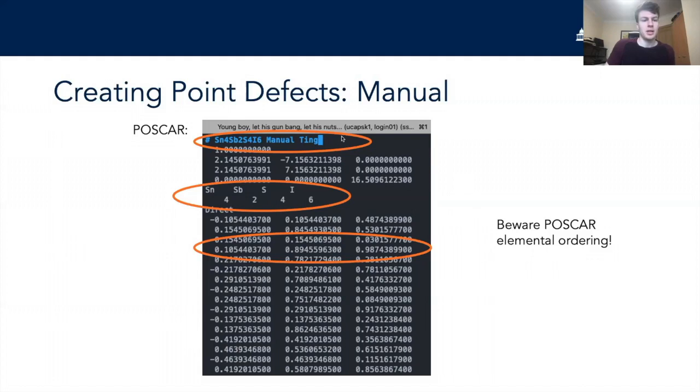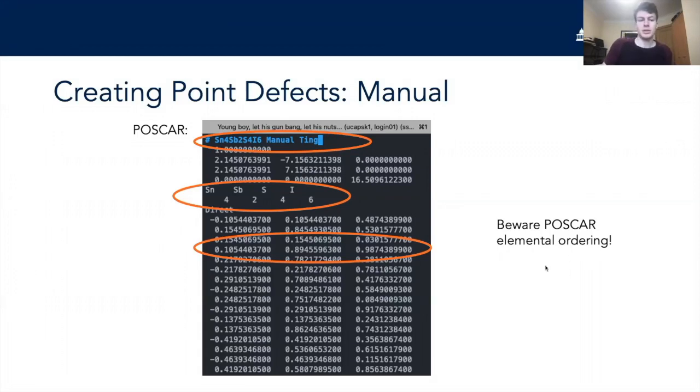Firstly, it's always a good idea to change the comment line at the top of the POSCAR, so you know what it is. Just a line saying what defect you're actually making in this POSCAR. The number of atoms, down here, you need to change corresponding to what's happening. So if it's a vacancy, you'll have to reduce one of the numbers by 1, or for anti-sites or extrinsic substitutions, you might have to add something.